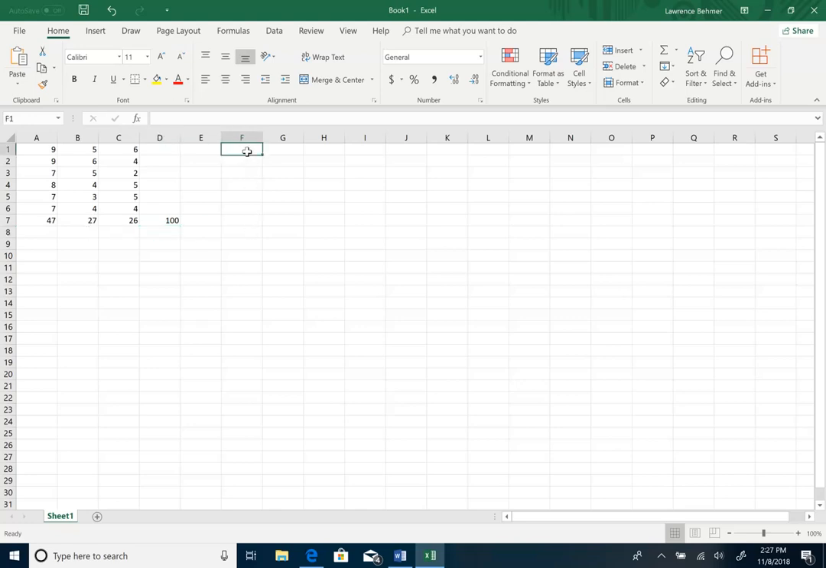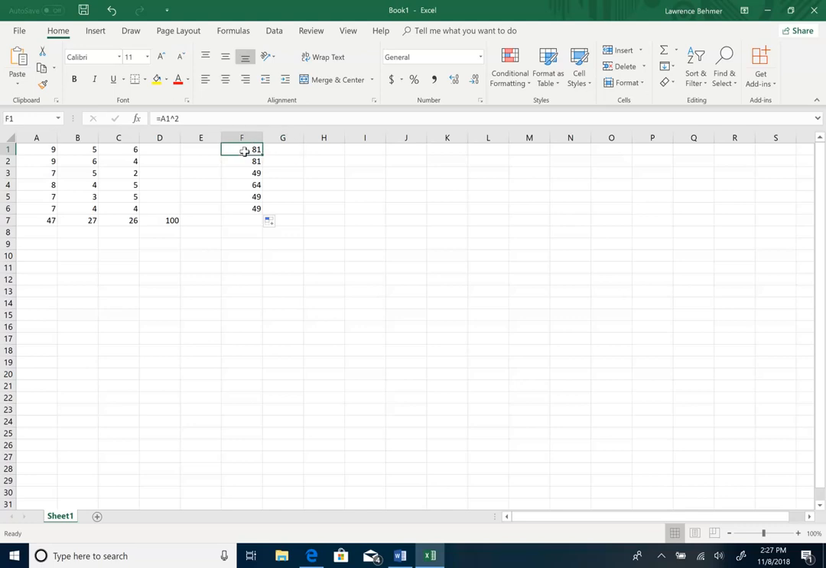There's also an easy way to do the sigma x squared as well, right? So you go equal, select your value in the cell A1, and then just square it, right? So 9 times 9, 9 squared is 81. You can just drag these down, right? Make sure that you only drag down through the data that you want to actually do this operation on.